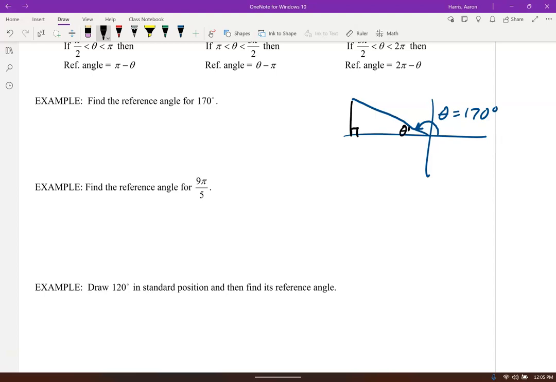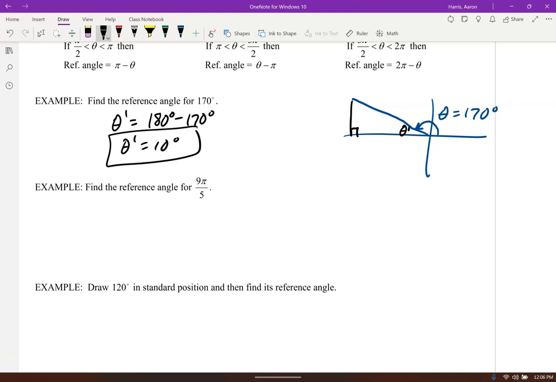And so how much would our theta prime be? You take that, theta prime would have to be halfway around, 180 minus the 170. So in this case, the theta prime is just 10 degrees there. All right, let's do it with radians this time.